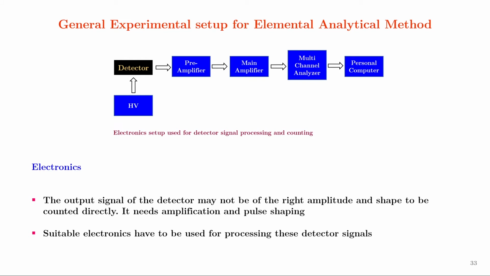This figure shows the electronic setup used for detector signal processing and counting. The output signal of the detector may not be of the right amplitude and shape to be counted directly. It needs amplification and pulse shaping, and suitable electronics have to be used for processing these detector signals.